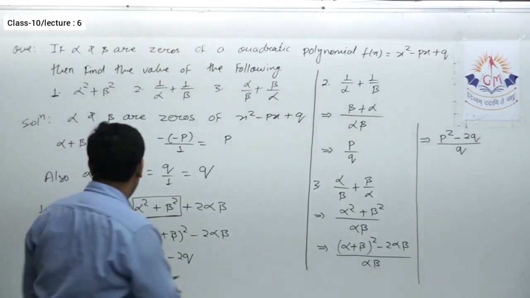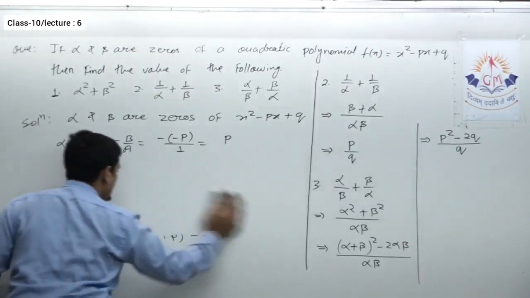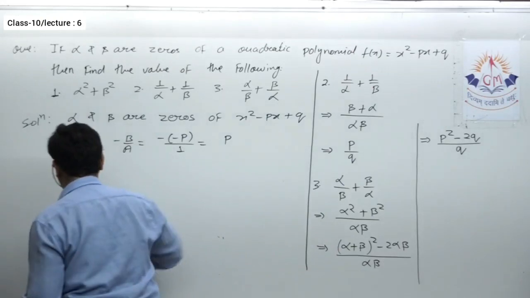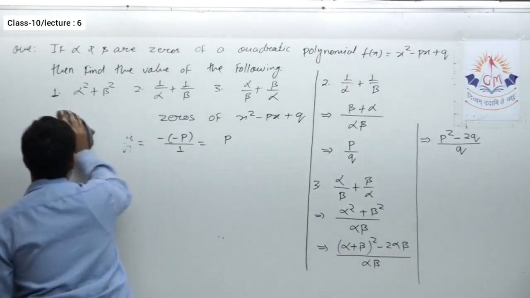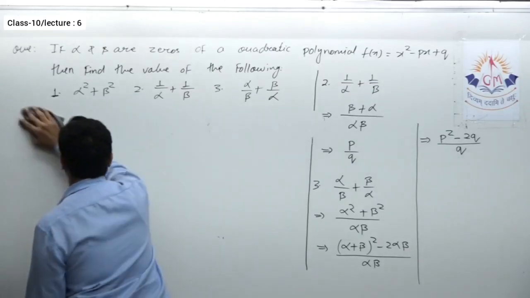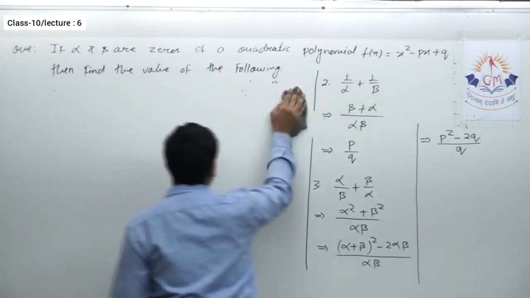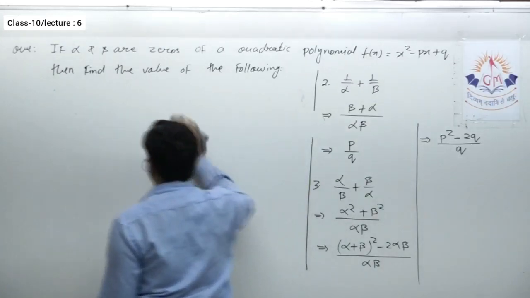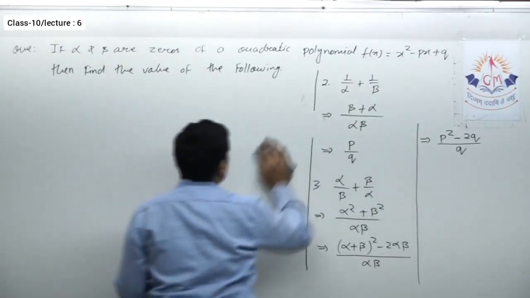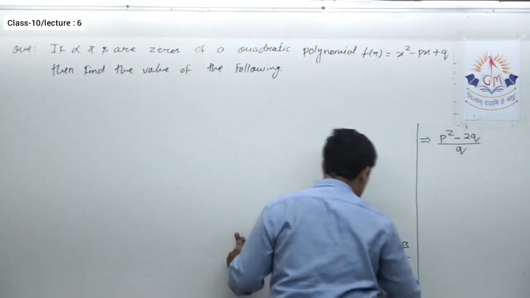Okay, now we'll see the next question. See, over here the coefficients of x square, x and the constant term were variable, that means in terms of p, q and all. Now we'll see a question in which the coefficients will be constant. So let us see the next question.